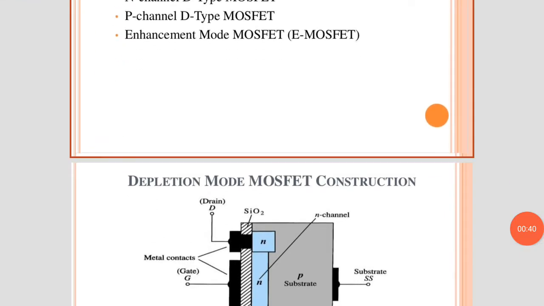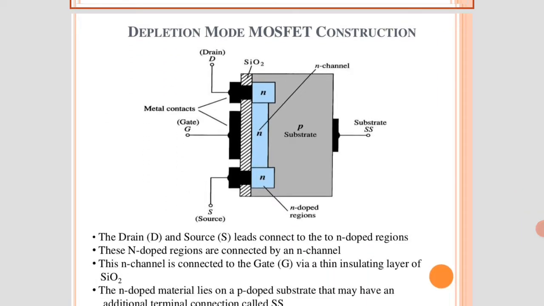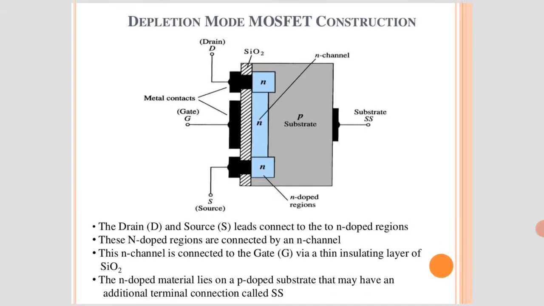First we see the depletion mode MOSFET construction. The depletion mode MOSFET construction is as shown in figure. The material is SiO2, silicon oxide, N channel, P substrate. There are three terminals in MOSFET. The main ones are drain D, gate G, source S, N doped regions, P doped region, substrate S, metal contacts.